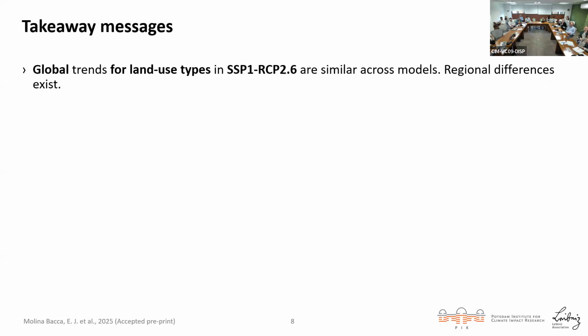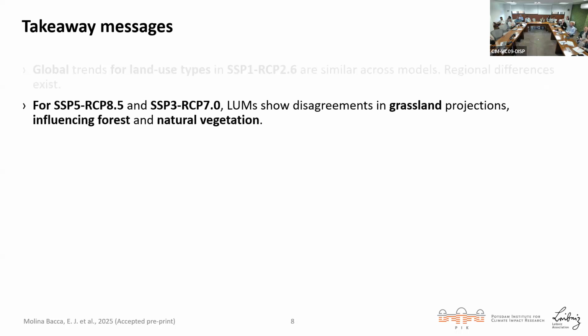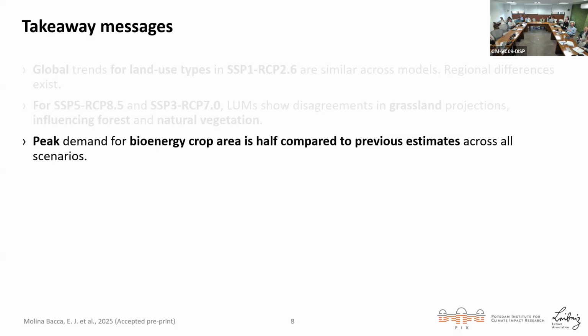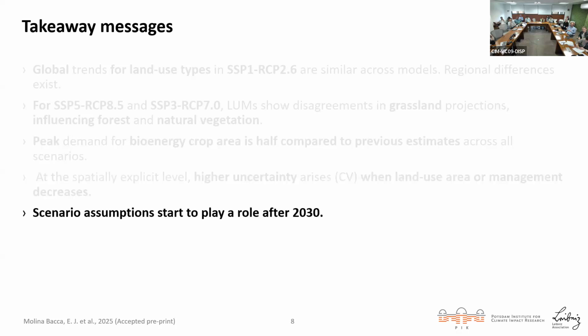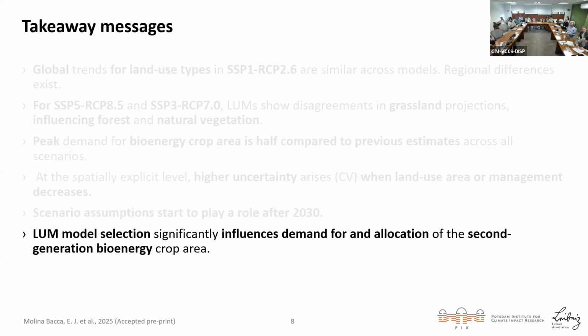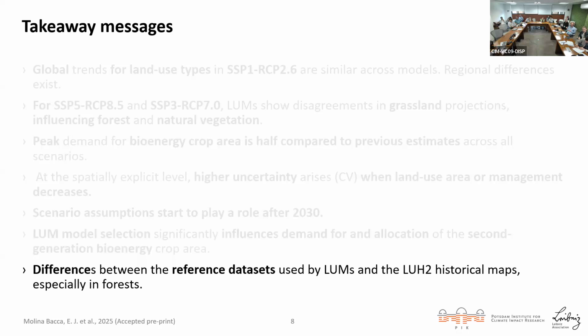So some takeaway messages here. The global trends are similar across models, but of course we need to look at different regions, which we can. Especially for the high emission scenarios, there are larger disagreements on grassland, forest, and other natural vegetation. Bioenergy I didn't cover here, I dropped that. As I said, higher uncertainty arises when land use area or management changes or decreases in different scenarios. I talked about the scenario assumptions. And again, second generation bioenergy crop is also covered quite differently in the land use models, but that's important for some of the biophysical modeling teams.